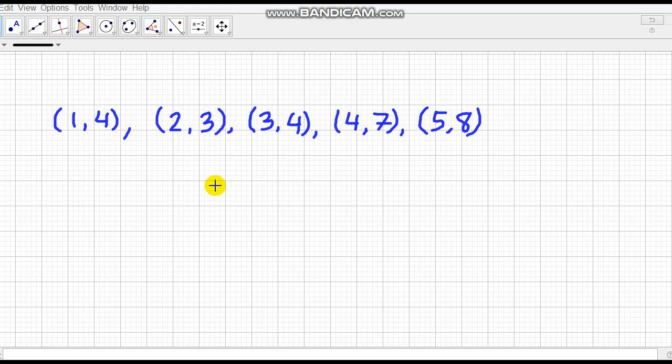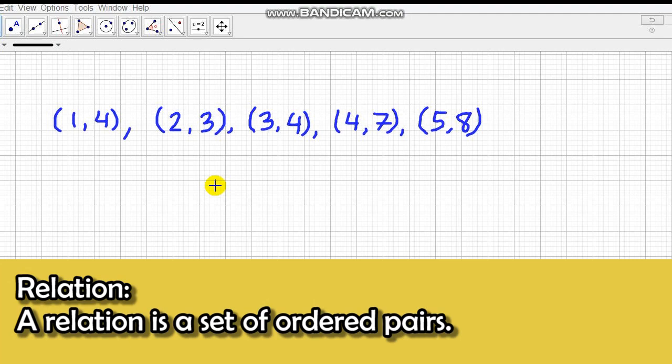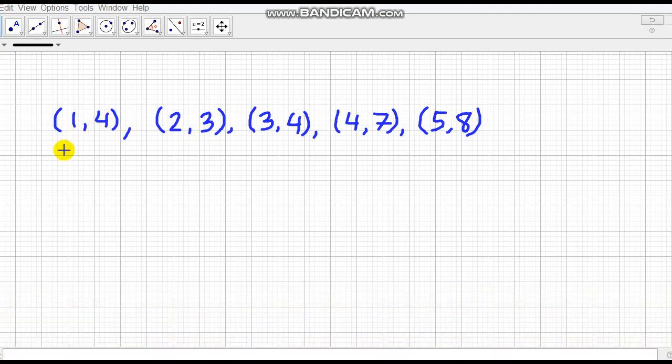Hey everyone! Today we are going to review relations and functions. Now, a relation is a set of ordered pairs. What we have here right in front of us is an example of a relation. It's a set of ordered pairs: (1, 4), (2, 3), (3, 4), (4, 7), and (5, 8).